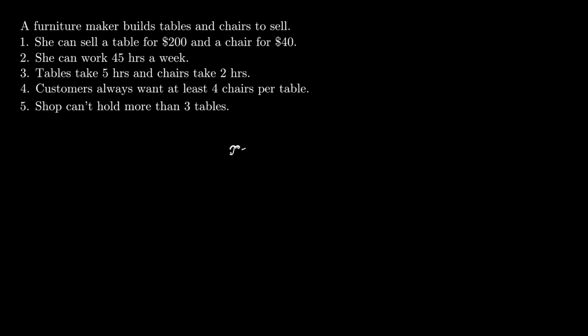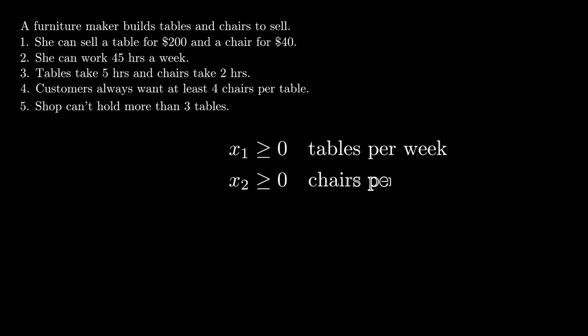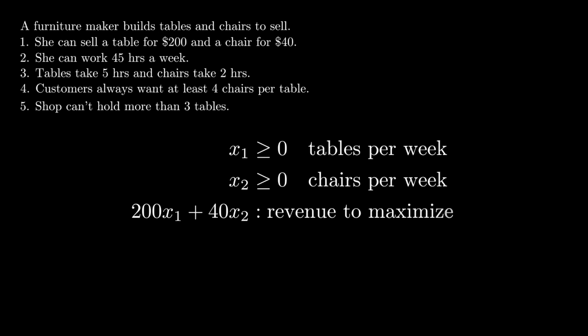So let's set this up as a linear program. First, we're going to have variable x1 be the number of tables she can make per week, and x2 be the number of chairs she can make per week, and of course she can't make negative chairs, so these have non-negativity constraints. She's trying to maximize her revenue, and so she gets $200 every time she gets an x1 and $40 every time she does an x2.